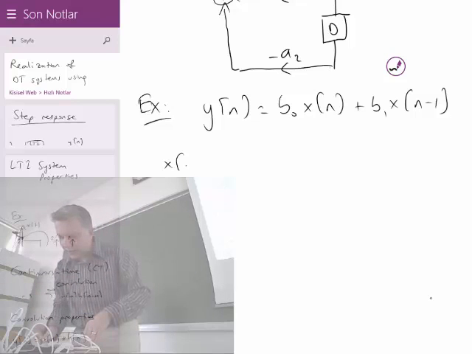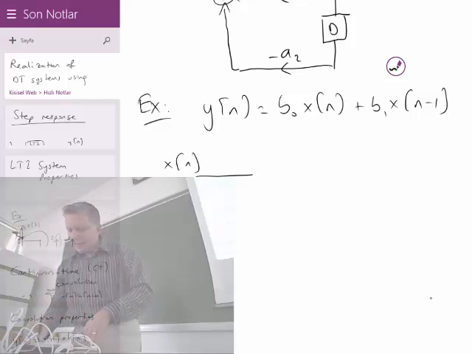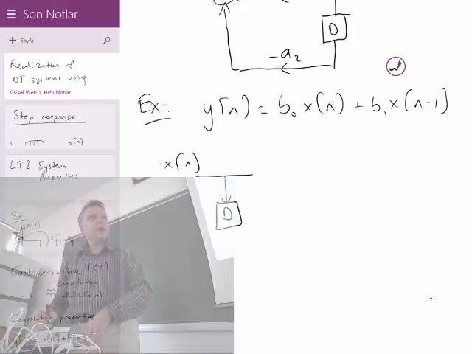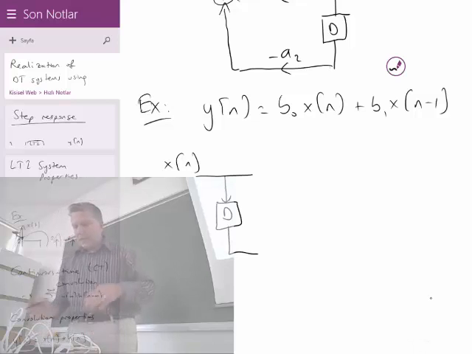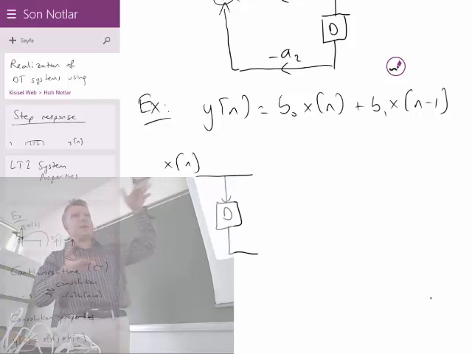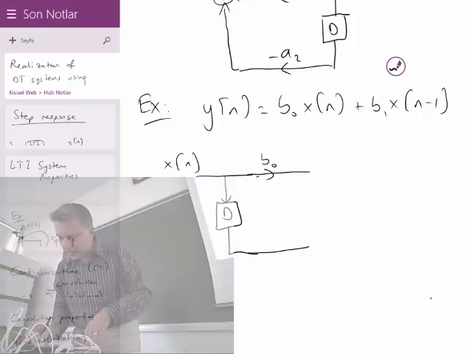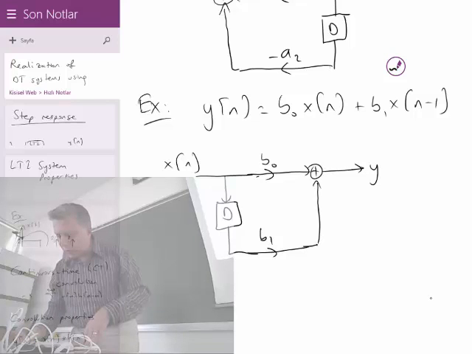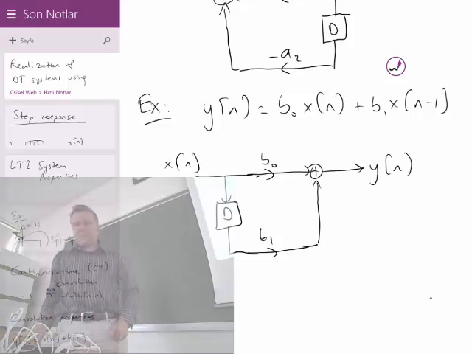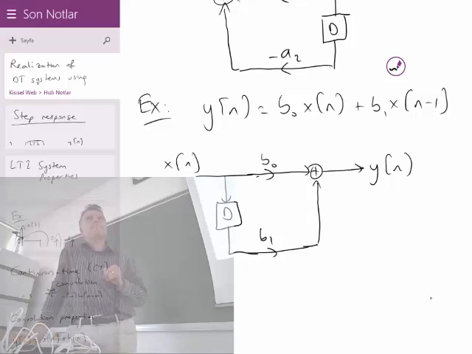You have an x of n at the input, and that x of n is then delayed to have x of n minus 1. At these two branches now I have x of n and x of n minus 1. The top branch is scaled by b0, the bottom branch is scaled by b1, and they are combined to produce y of n. Are you happy with this?